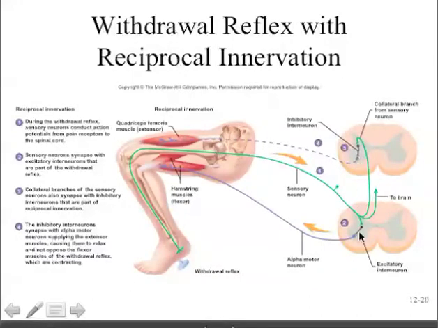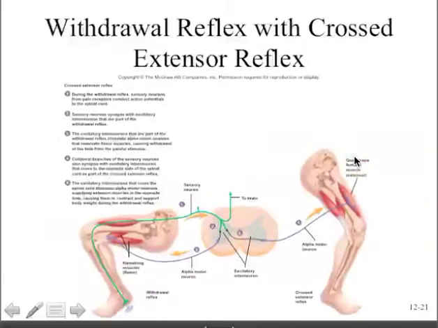So you could imagine that the stimulus between this interneuron and this alpha motor neuron is going to be depolarizing, whereas the innervation here is going to be hyperpolarizing, so make it less likely to fire.